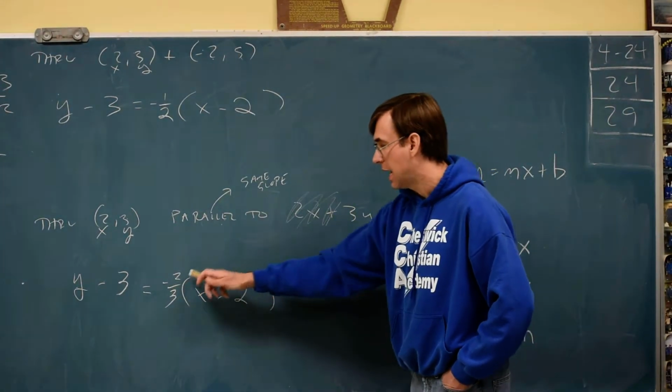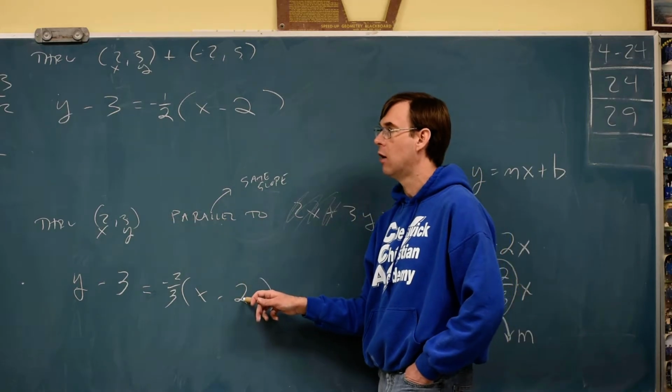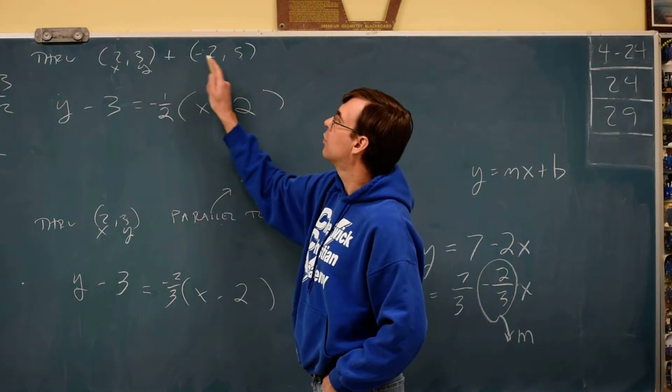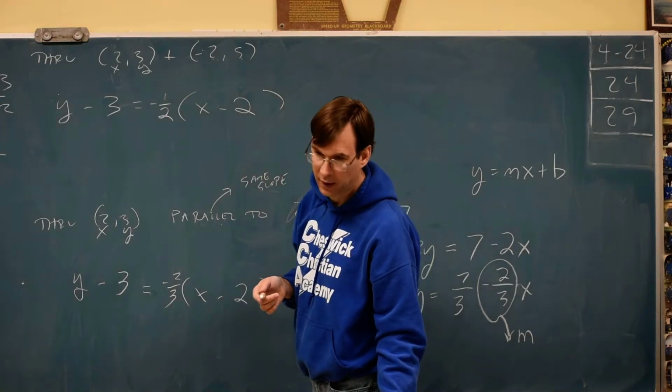And that wants to have parentheses after it with x minus an x that we know. And if you have 2 ordered pairs that you know, just pick a group. It doesn't matter which group you pick.